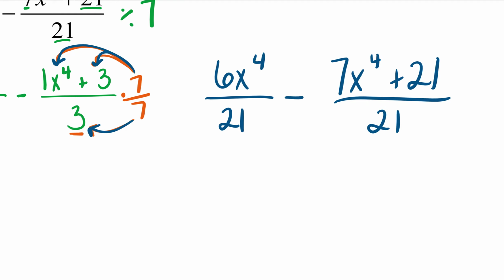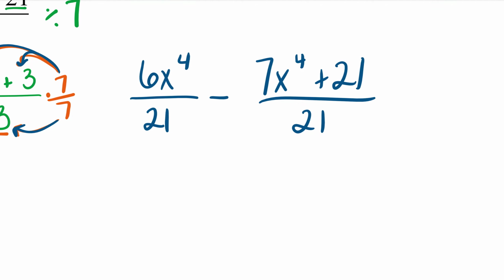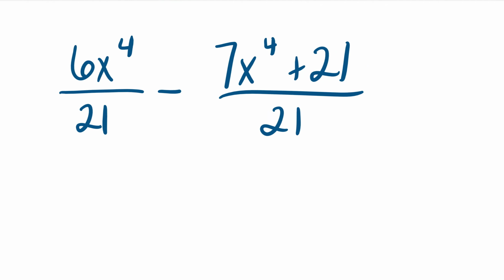Okay, I have a common denominator. My number is the same on the bottom. Now, look at this. I have like terms. I have x to the 4th, x to the 4th. On the first one, I did not have like terms. On this one, I do. If I have like terms, I put them together.